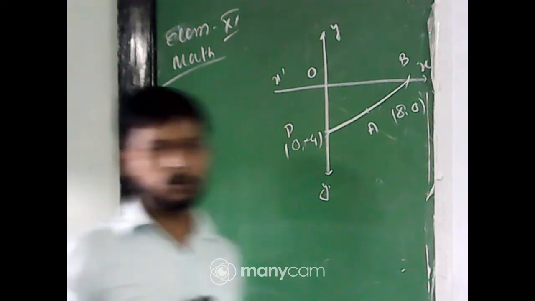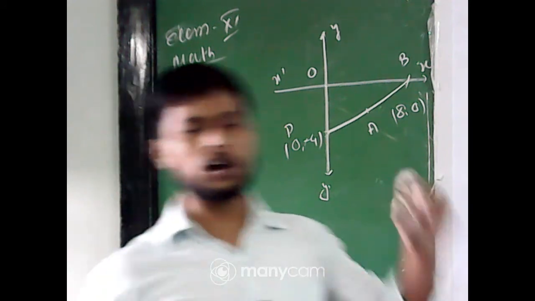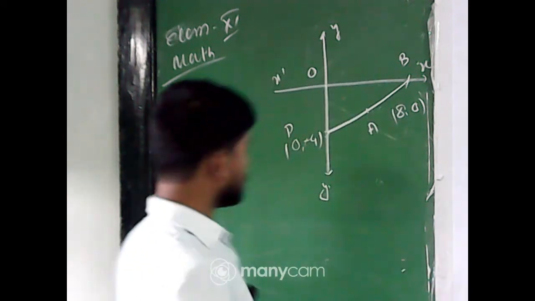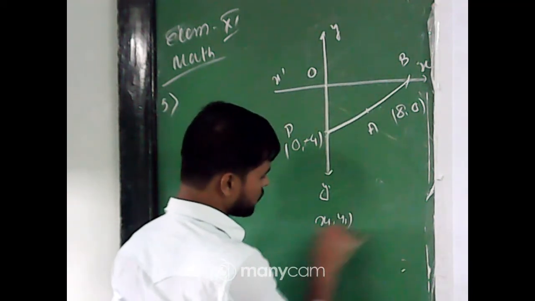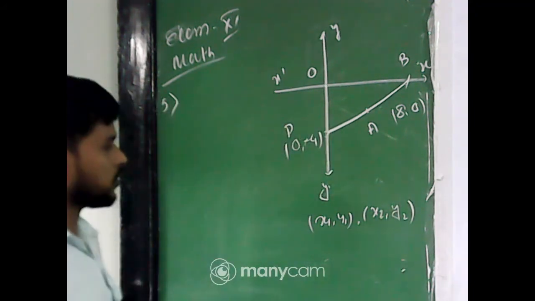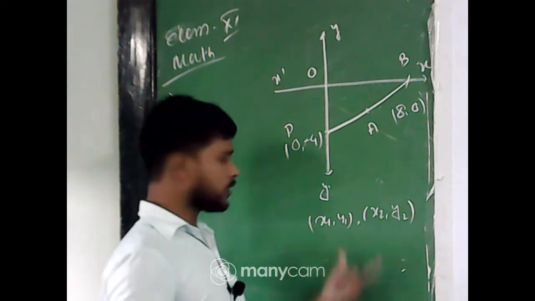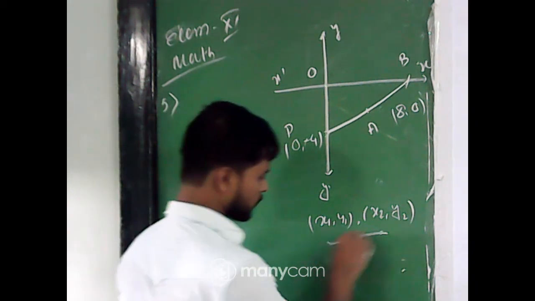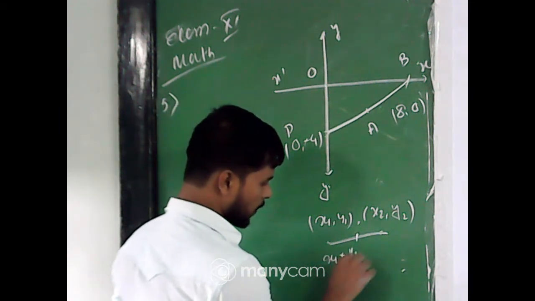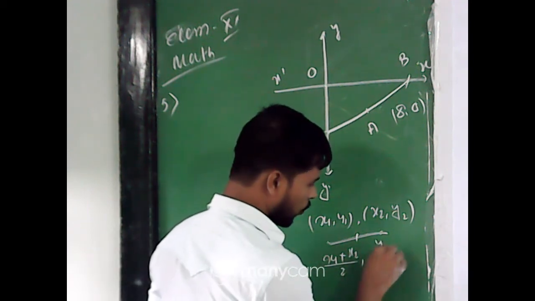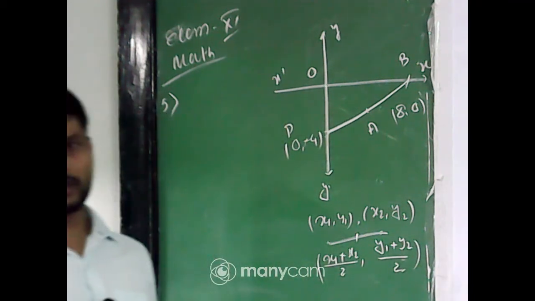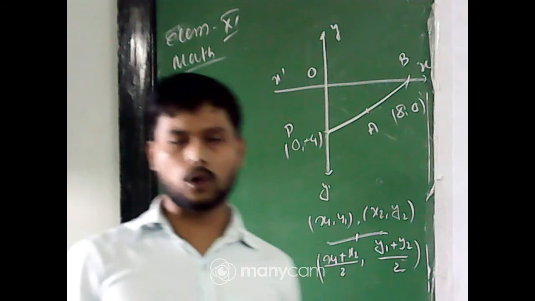Now look, we know a formula to find the coordinate of the midpoint of a line joining 2 points. Suppose x1, y1 and x2, y2 are the 2 points. So what is the coordinate of the midpoint joining these 2 points? The formula is x1 plus x2 by 2, comma y1 plus y2 by 2. That means the sum of the abscissae divided by 2, comma the sum of the ordinates divided by 2.